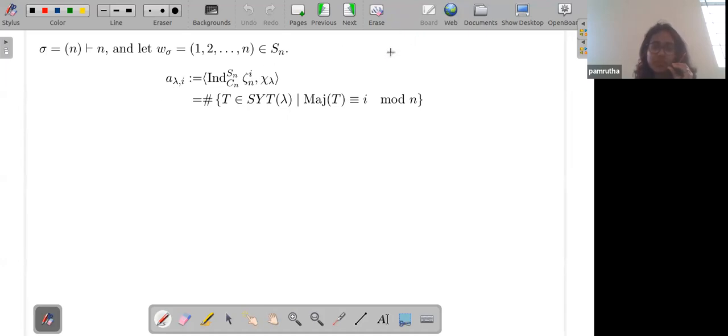Basically, it means that the induced representation from C_n to S_n of theta_n to the power i is the direct sum of some a_{lambda,i} times rho_lambda, where lambda is a partition, sorry, not rho_lambda. I was using the notation psi_lambda.